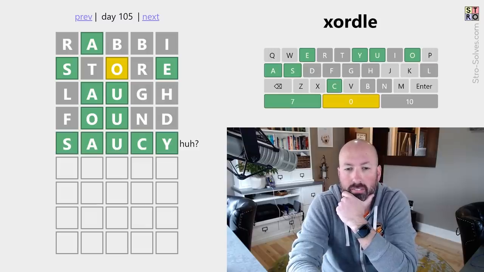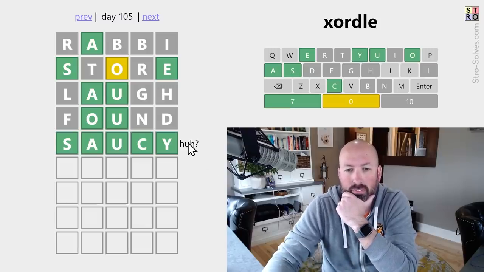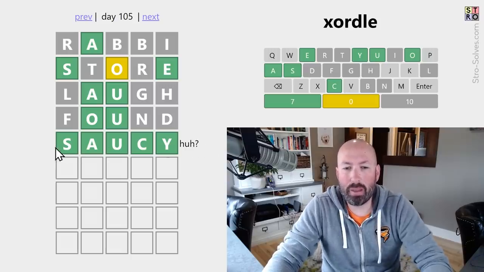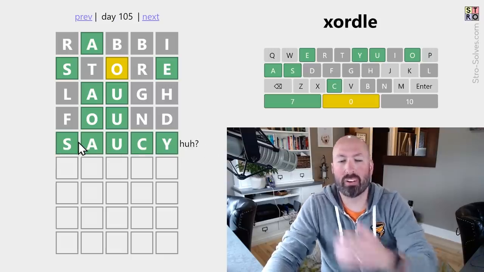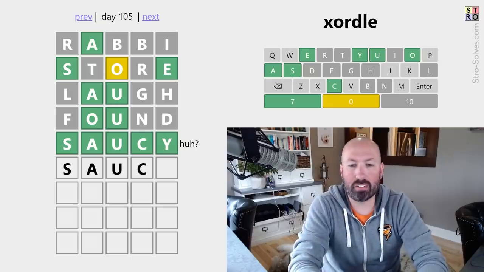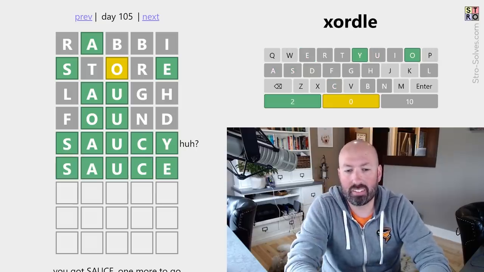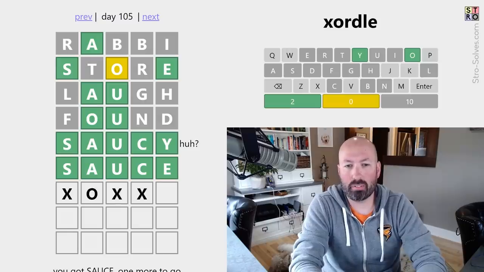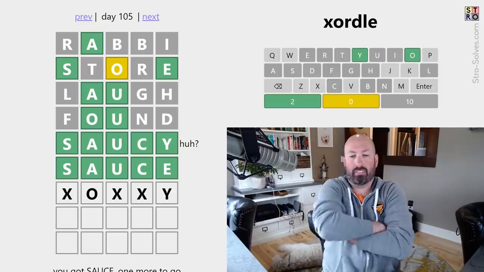Let's try that. Huh? What does that mean? Oh, maybe it means it's all greens, but it's not the right word. So we got all greens because these are letters from two different words. So it's probably sauce. Sauce, okay. And then the other one is something O, something something Y.